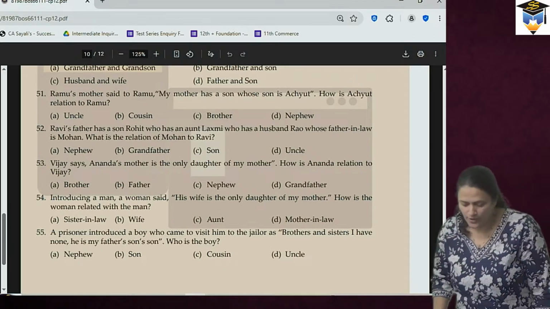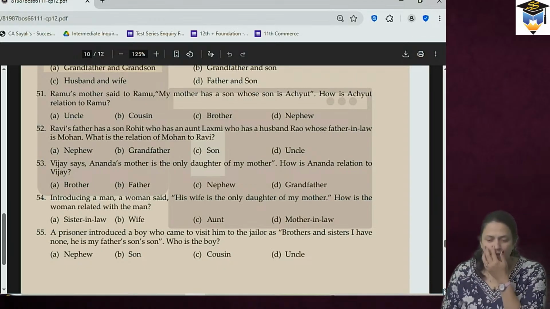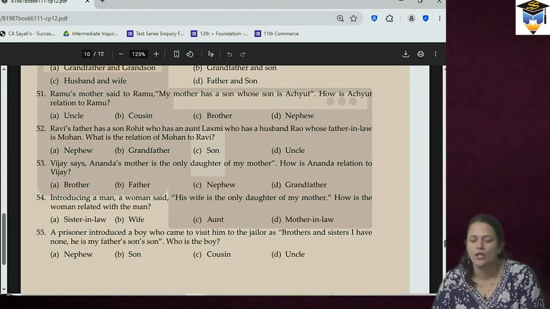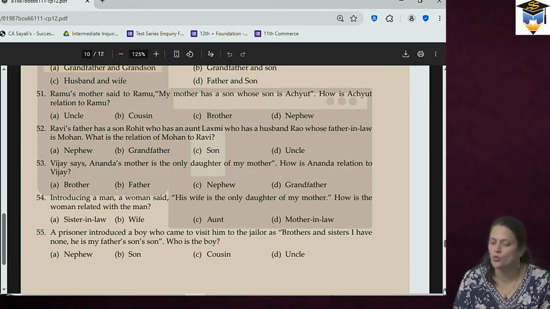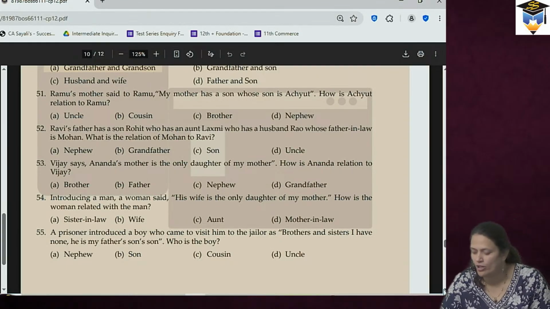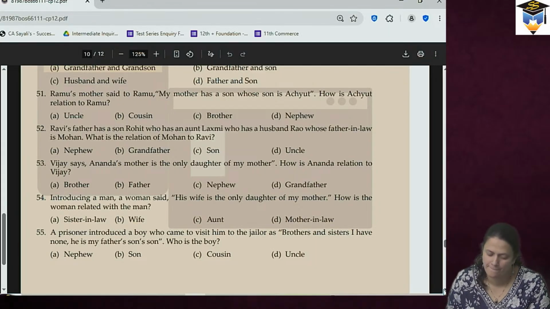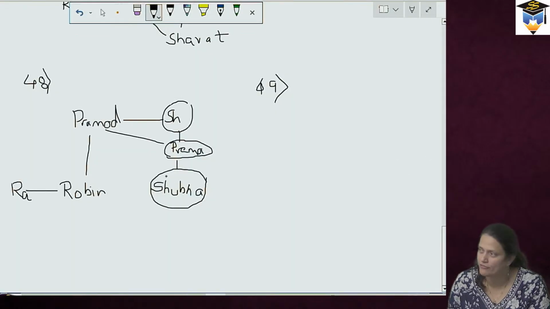Okay, now the last one. A prisoner introduces a boy who came to visit him to the jailer: brothers and sisters I have none. He is my father's son's son. That's the question. So who is the boy? Wait, we will do the 55th one.